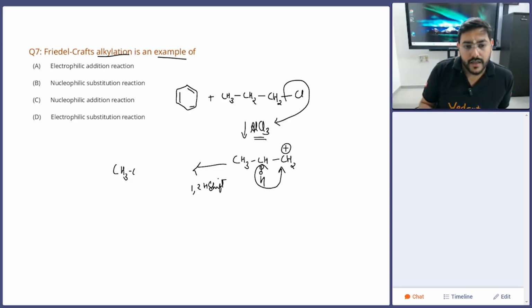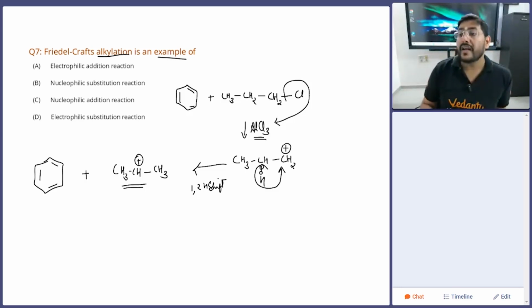CH3, CH positive, and CH3. Now this is our electrophile. It is going to attack on benzene. So first of all, this is what, beta? Electrophilic substitution reaction, or electrophilic aromatic substitution reaction. So the right answer for this question is D.